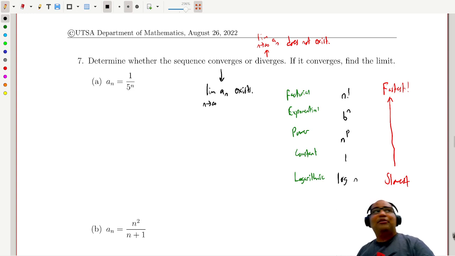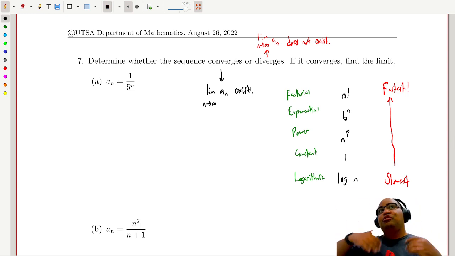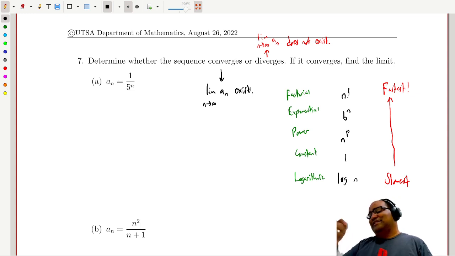Now, how does this help us? If you remember from Calculus 1, when you looked at limits at infinity, you want to see which term dominates in the end. This is the sort of thing that you were thinking about. So let's take a look here.